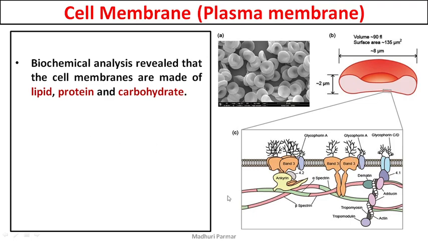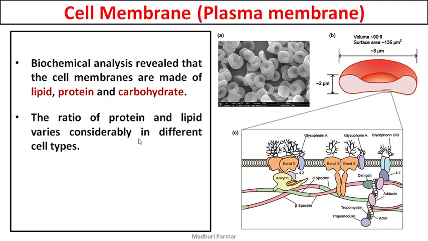So the cell membrane is not only made up of lipids, it is also made up of protein and carbohydrate. How did we find this out? We found it out by biochemical analysis, meaning you separate the cell membrane, purify it and analyze it to find out that there is lipid, protein and carbohydrate present.